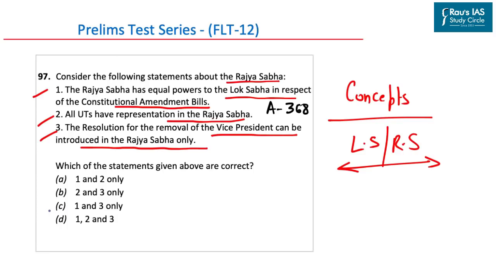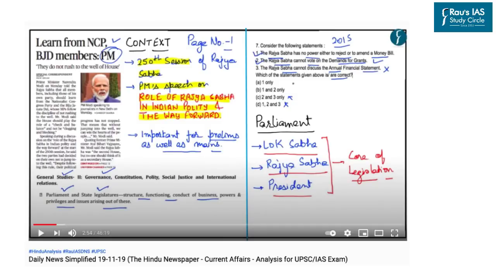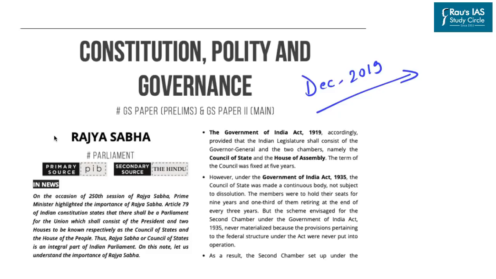So here in this particular question, the correct answer was C, that is 1 and 3 only, based on the understanding of functionings of Rajya Sabha. Now, this topic was also covered in the DNS dated 19th November 2019 when the news appeared with respect to 258th session of Rajya Sabha. And this topic was also covered in the Focus magazine of December 2019 edition.